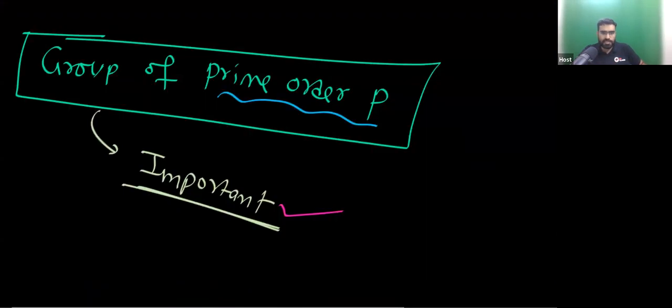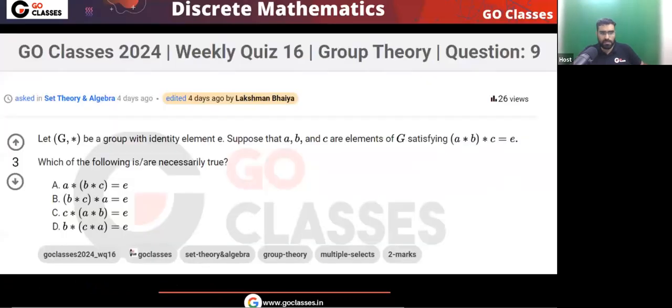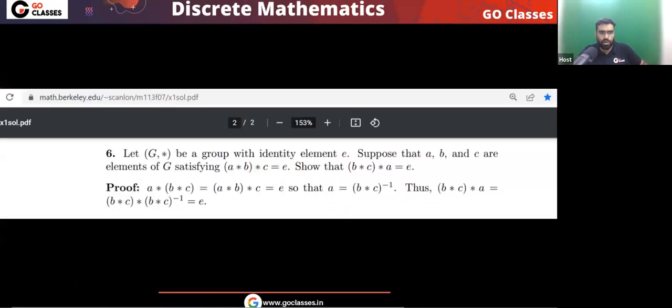Now, let's see this. This is a very interesting question. Question number 9 in this weekly quiz. Let me tell you, this type of question has come in the GATE exam already. This question is taken from Berkeley University.